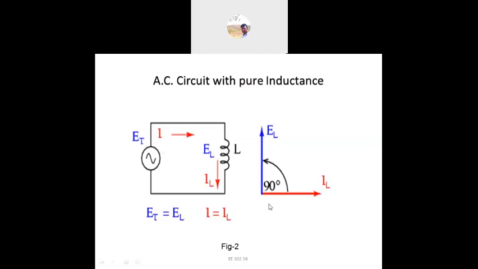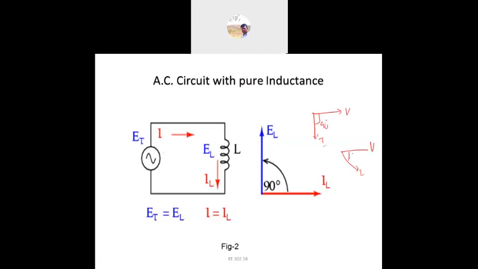We can also represent this: the voltage is there, and the current is lagging here also, so it is having 90 degrees between them. This is for a pure inductor. If it is not pure, it will have a different angle. In the inductor, we can say that the current lags behind the voltage.